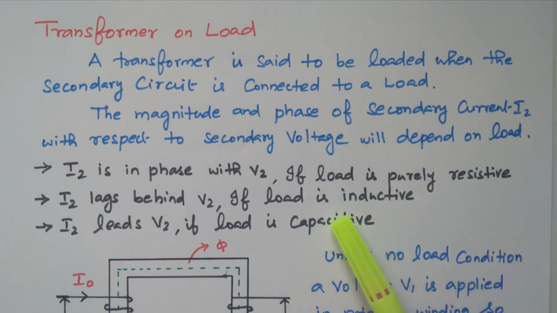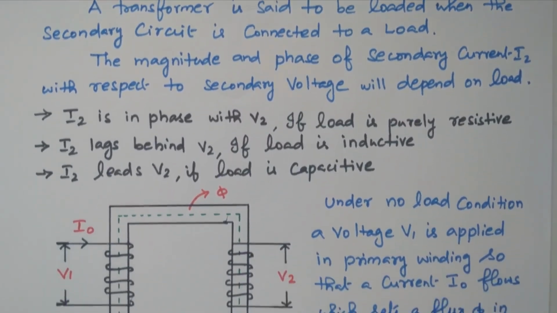If the load is inductive, the current I2 lags behind V2. The secondary current is lagging the secondary voltage. If the load is capacitive, the current I2 leads V2. The secondary current is leading the voltage. So, depending upon the load, it is in phase for resistive load, lagging for inductive load, and leading for capacitive load. Now we will see the transformer on load.